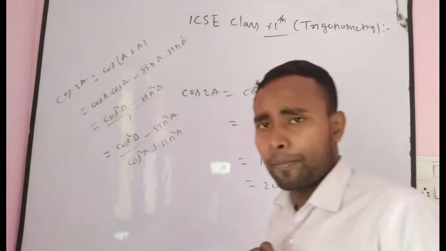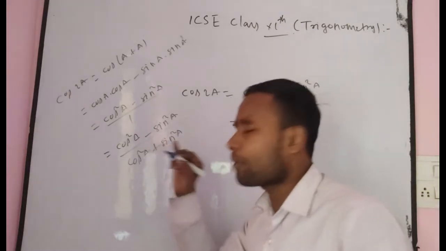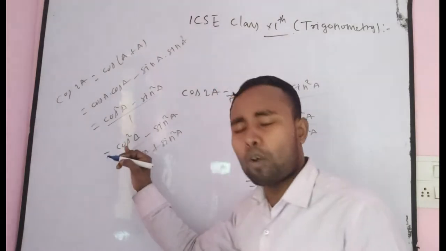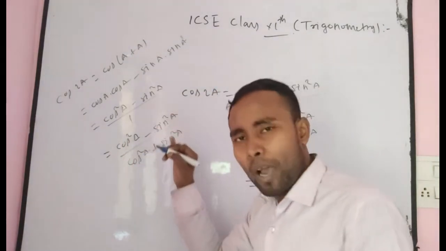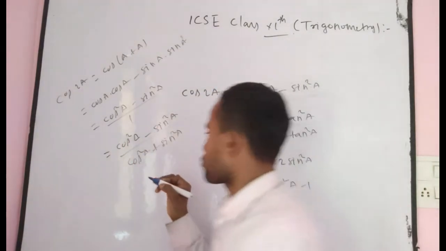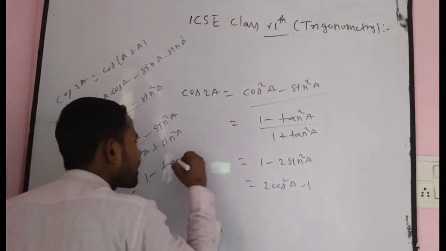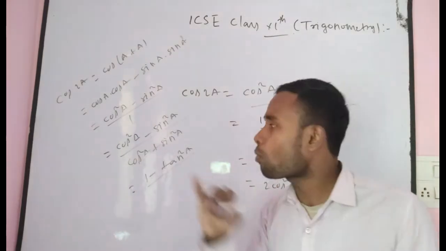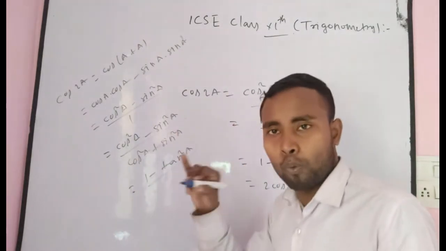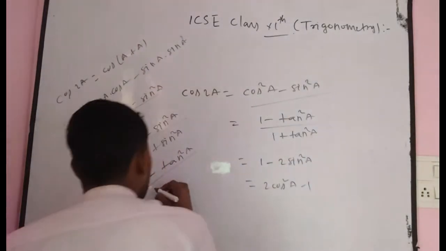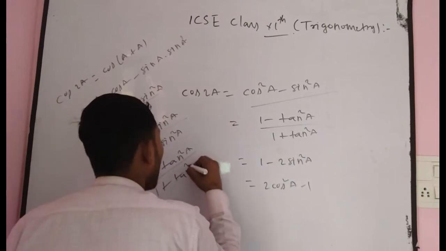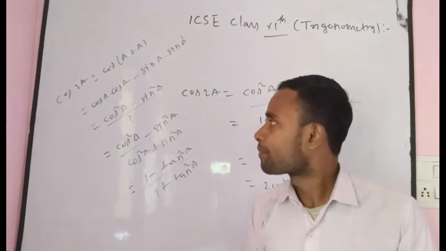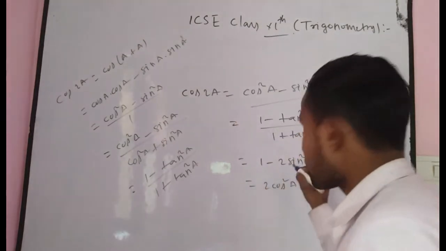Can I replace it? Now after dividing numerator and denominator by cos square a, you get cos square a by cos square a will be 1, sin square a by cos square a will be tan square a. So can you write 1 minus tan square a divided by cos square a by cos square a, and so 1 and 1 plus sin square a by cos square a, that will be tan square a. So we finally get cos 2a is equal to 1 minus tan square a divided by 1 plus tan square a.